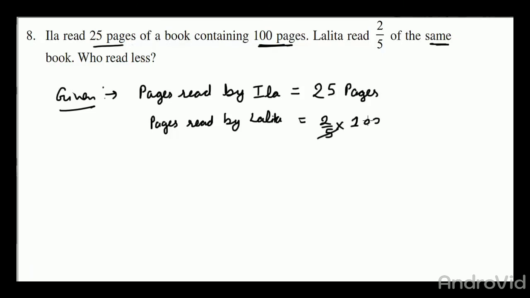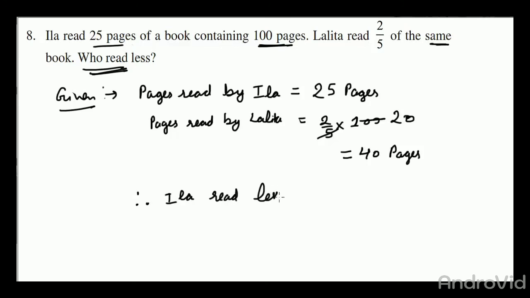So reduce it, 5 20s, this gives you 40. So it's as simple as that, that we can conclude that Ella read less number of pages than Lalita. Because it's asked who read less, therefore we can say Ella read less. Ella read less number of pages. That's our answer.